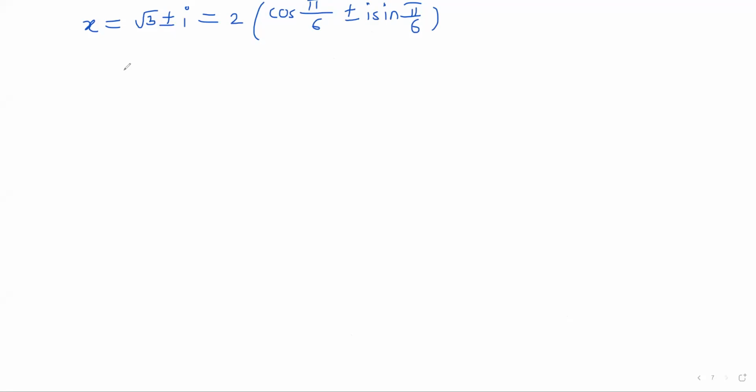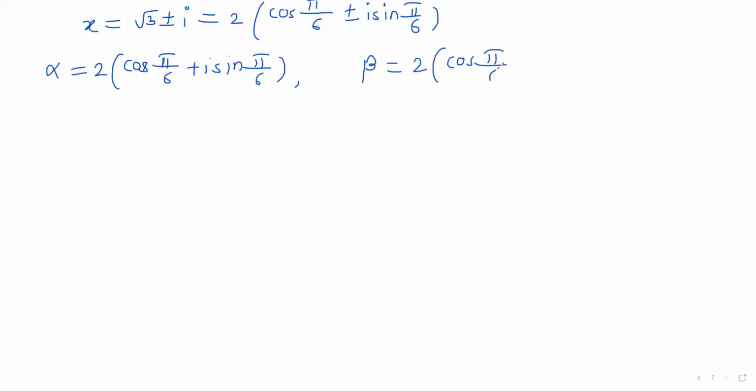So simplifying this, alpha is 2 into cos of pi by 6 plus i into sin of pi by 6. This will be your value of alpha, and beta will be 2 into cos of pi by 6 minus i into sin of pi by 6. Now you have to take their cubes and then add and check the result. If it is 0, then your answer is complete, right? So first of all, alpha cube.